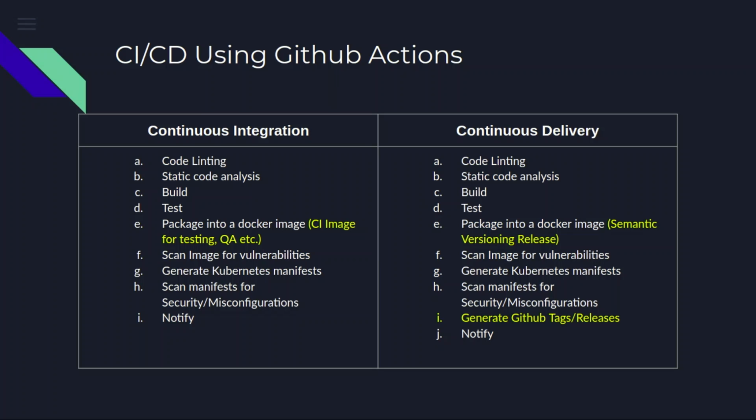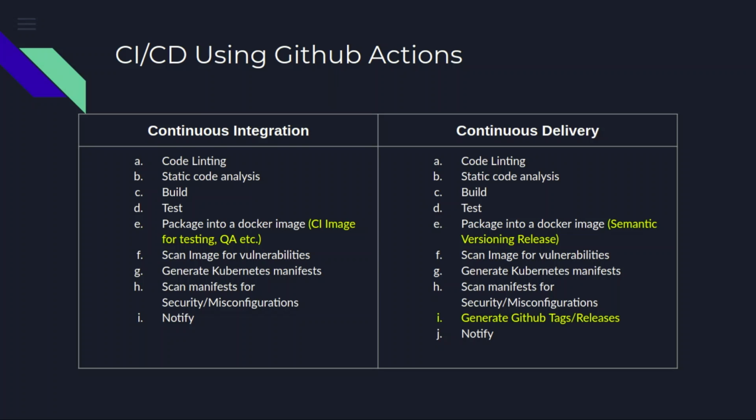If we compare continuous integration with continuous delivery, you can see that most of the steps are the same. This is based on the best practices around open source software and open source projects. You would see the common steps like code linting, static code analysis. You build it, you test it, and then you package it into a Docker image.